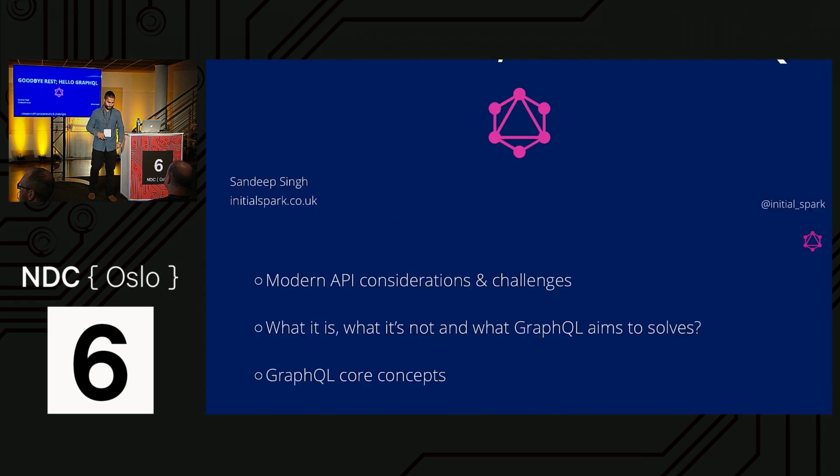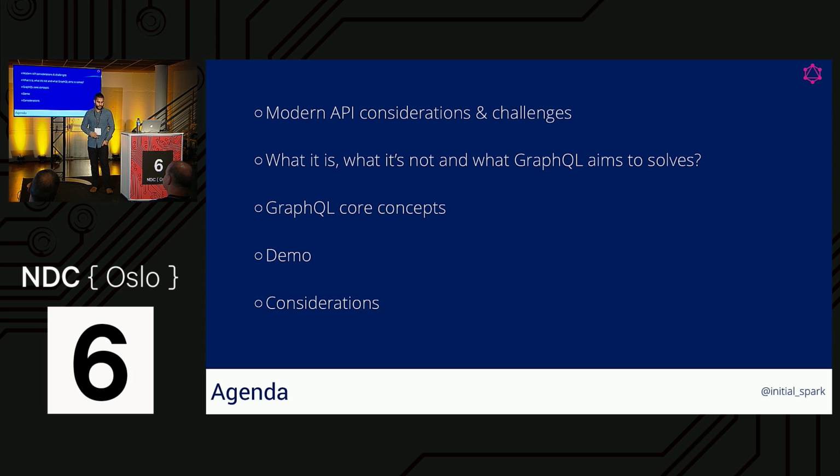So let's have a look at the agenda. This is what I want to cover today. The first thing I want to look at is the considerations and challenges that we have when we create APIs today. Then we'll have a look at what GraphQL is, what it's not, and what it aims to solve. Then we'll take a deeper look into what GraphQL's core concepts and principles are. And then there's going to be a demo where we'll build a GraphQL server, as well as hook it up to a single-page application to give you a real-world example of how you could use it. Then finally, I want to go through some considerations around when to use GraphQL and some of the not-so-good things about GraphQL.